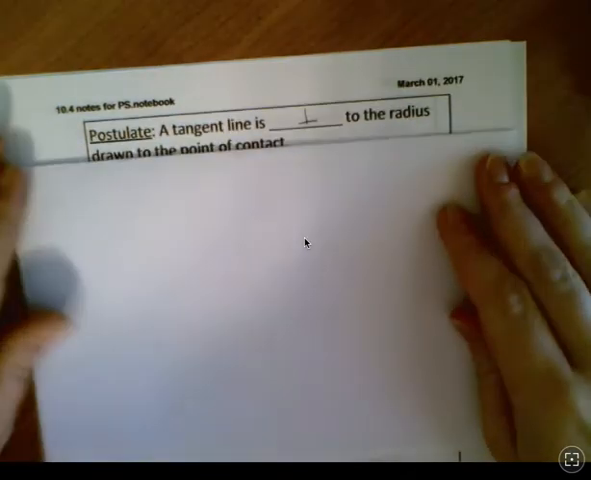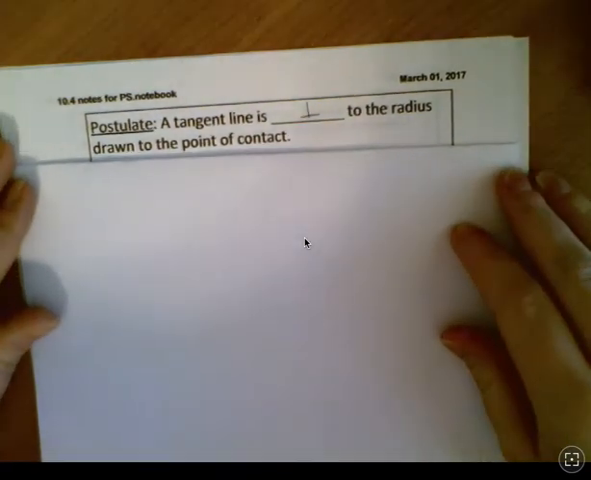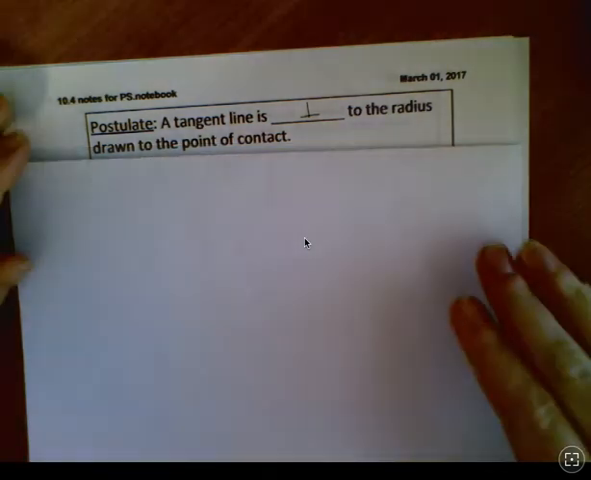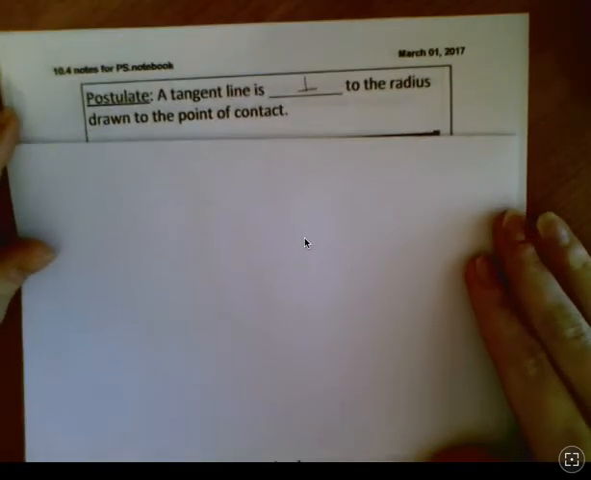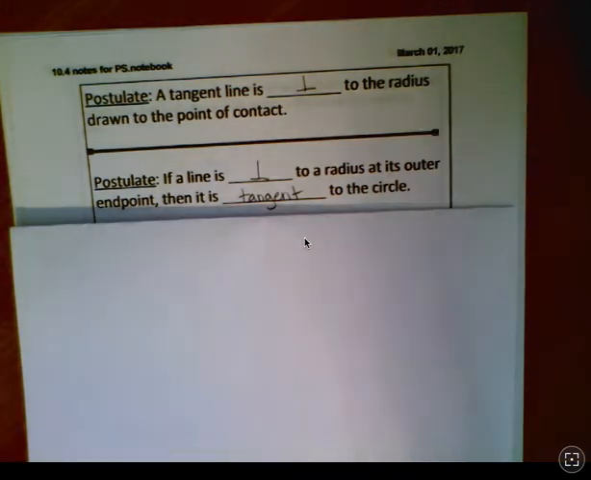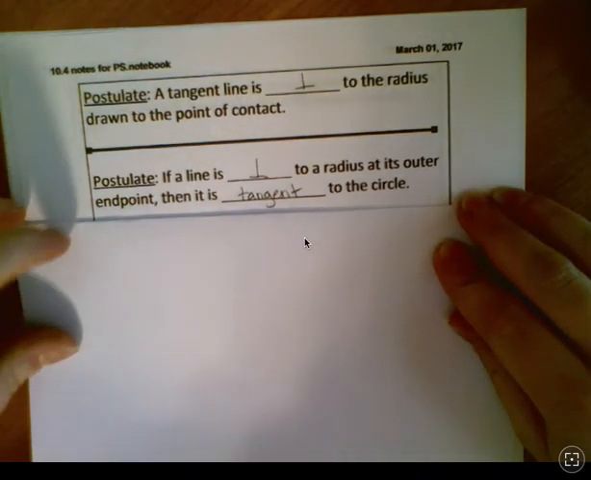We've got two postulates, I should say. First one is that a tangent line is perpendicular to the radius drawn at the point of contact, and I'll show you a picture of that. And then the reverse is also true, where it says if a line is tangent or perpendicular to the radius at its outer endpoint, then it would be considered tangent.